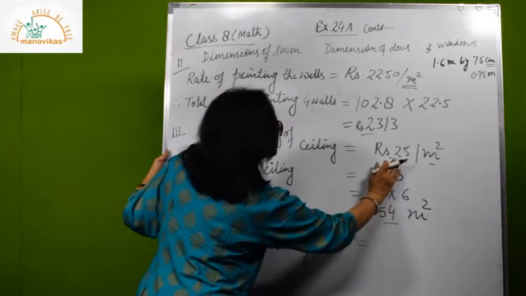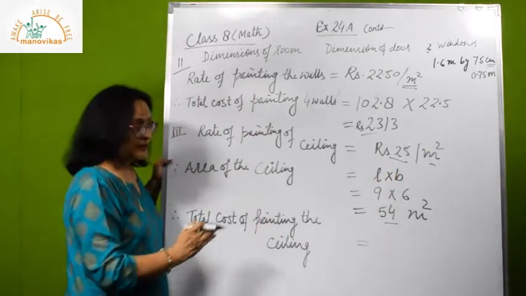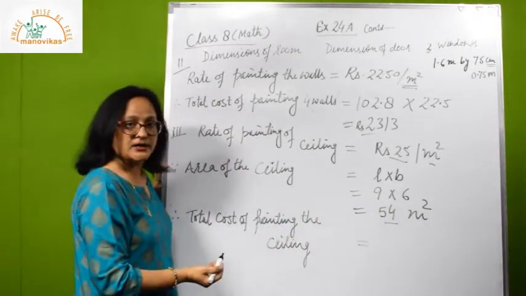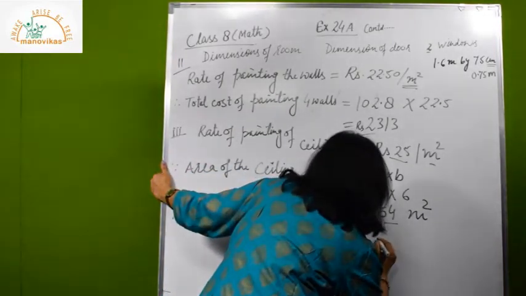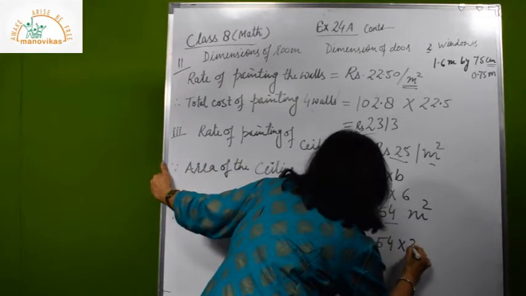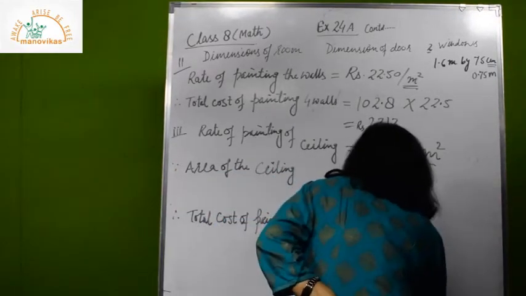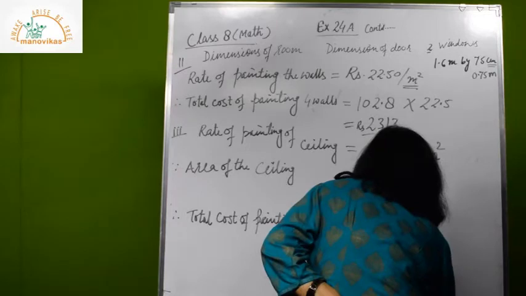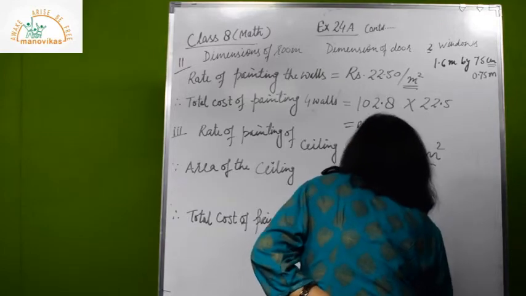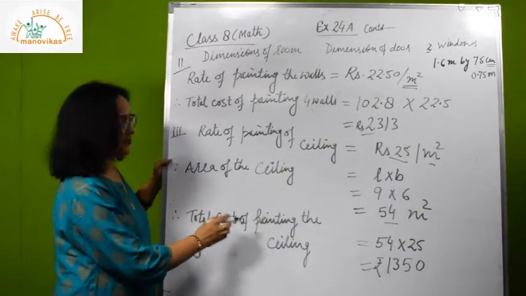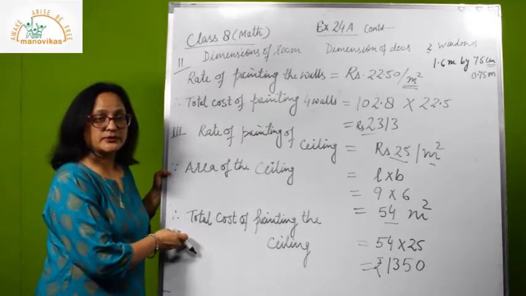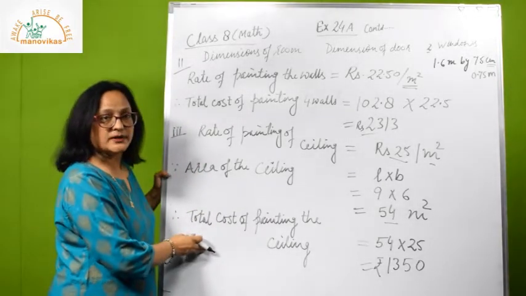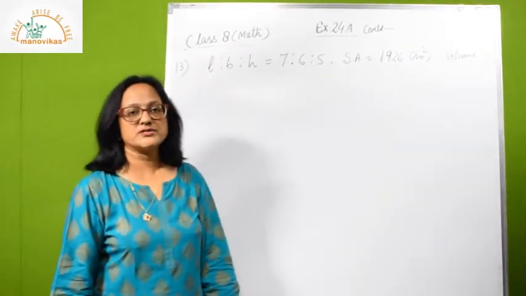Same method you will apply here. 1 meter square painting cost is rupees 25, but you have to paint 54 meter square area. So what to do? You multiply 25 and 54. So 54 into 25 is 1350. This is the total cost of painting the ceiling. So this way we have done this question. One more question is there in your textbook, similar to this one. Do that question. Now we are doing question number 13.